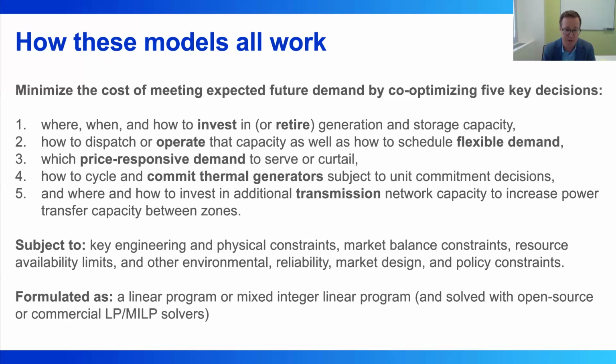All of those decisions are then subject to a set of key engineering and physical constraints that capture the key physics and engineering of the grid and the technologies for generation and storage. Market balance constraints, right? Supply has to equal demand. Resource availability limits, which are important particularly for variable renewables, right? You need to know the supply curves for wind and solar and where in different locations. And then other environmental, reliability, market design, and policy constraints that really help us model this socio-technical system, including all of those key policy objectives or market designs.